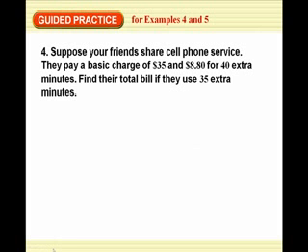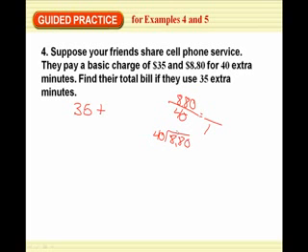So in the guided practice for number 4, suppose your friends share cell phone service. You pay a basic charge of $35 and $8.80 for 40 extra minutes. Find their total bill if they use 35 extra minutes. So notice this is following the same pattern. So we have our 35 plus, let's figure out what it is. It was $8.80 for 40 extra minutes, so we want to know what it is per minute. So we'll take 40 into 880.